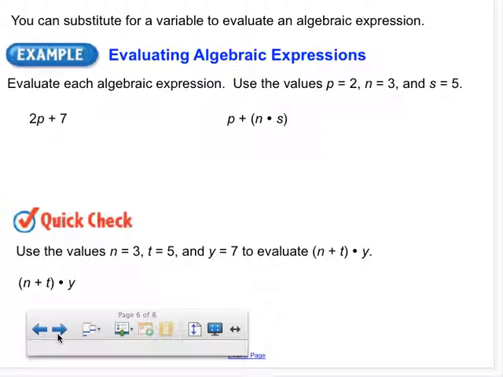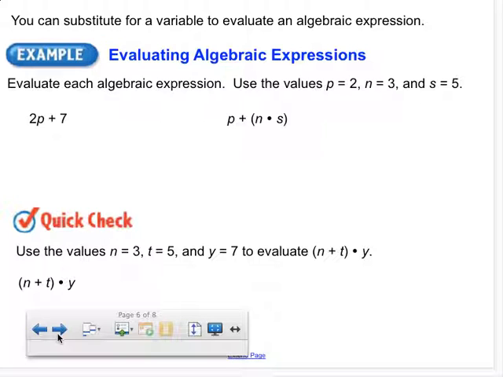Show all your work: where you started, what it ends up being after you substitute, and then your work to simplify the expression. Athila, what's the first thing I got to do here? For 2p plus 7.